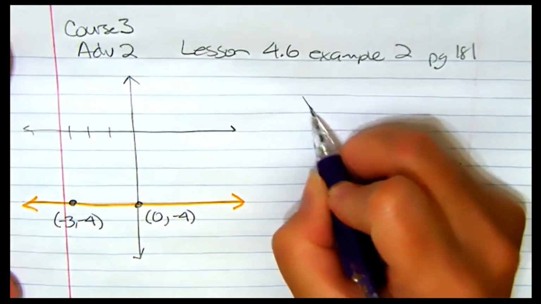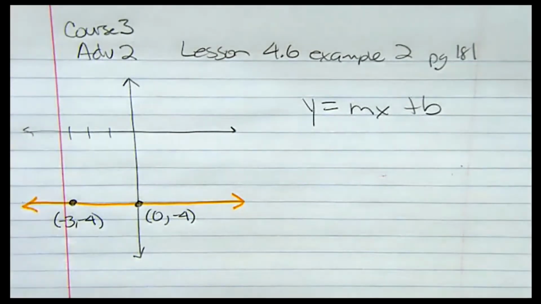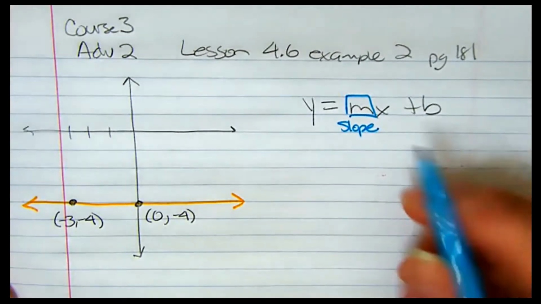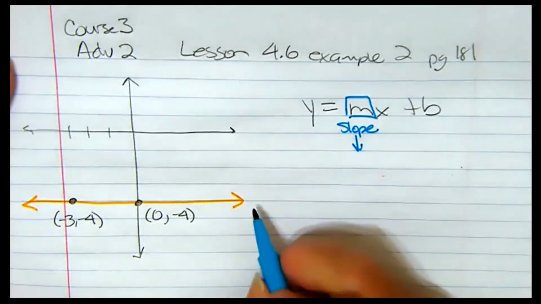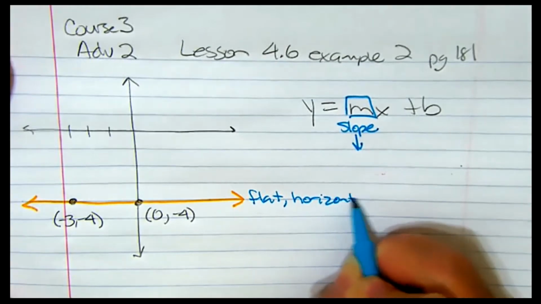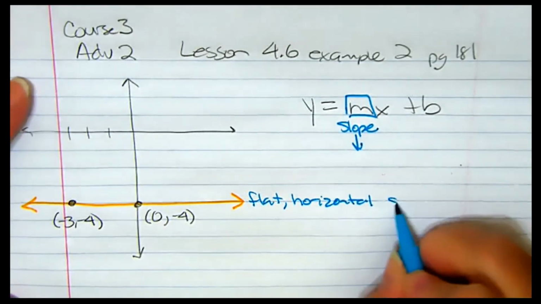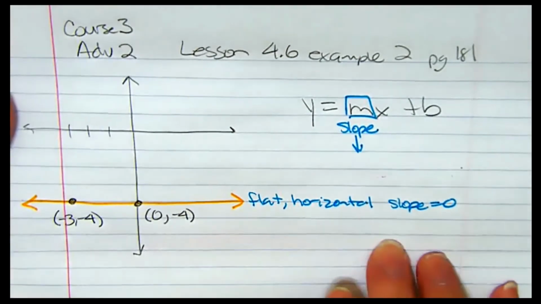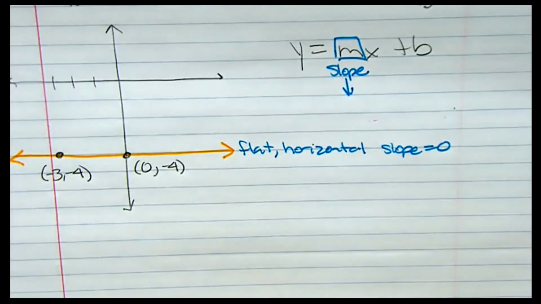I know a linear equation is y equals mx plus b. And I know m is my slope. So let's figure our slope. Well, first of all, I can see that this is a flat horizontal line. And I remember that flat horizontal lines have a slope of 0 because it doesn't go up or down. It's flat. So I remember that.